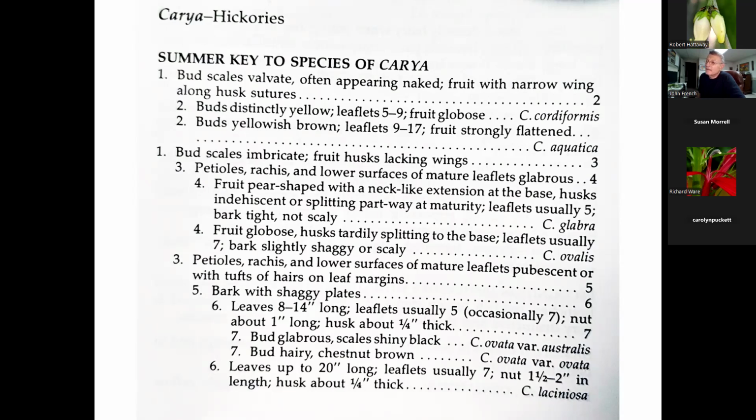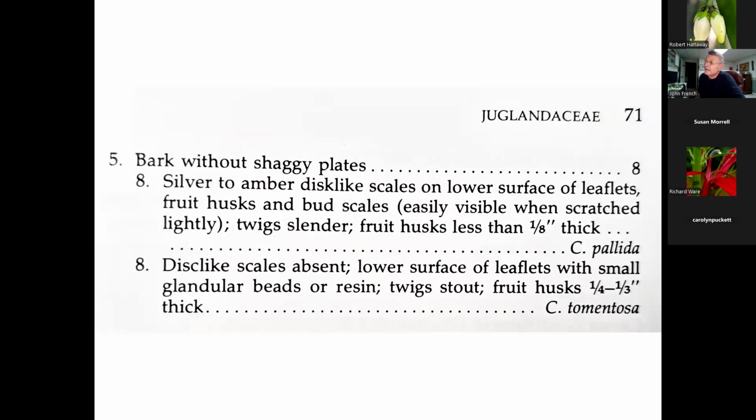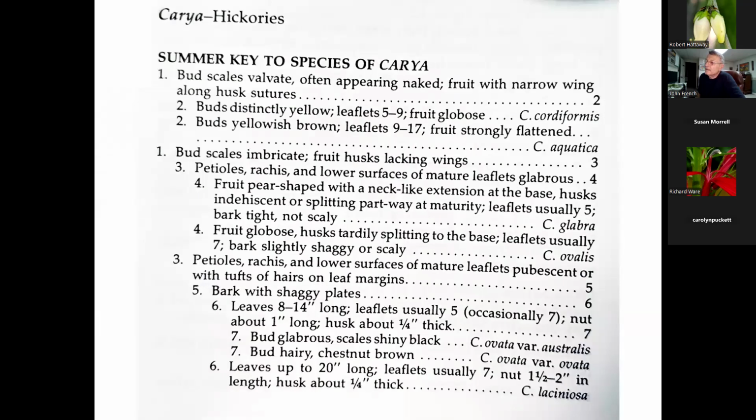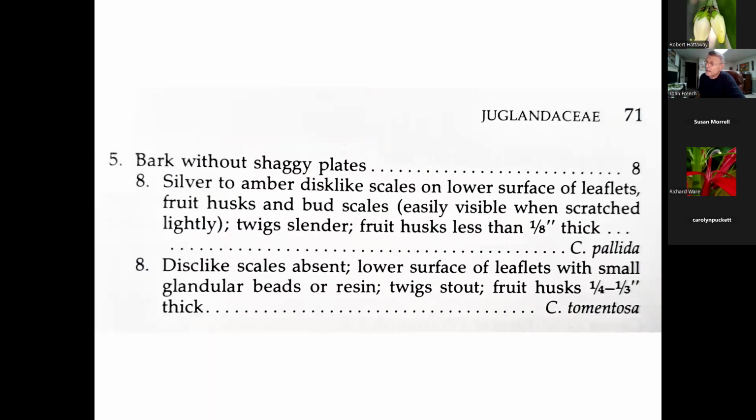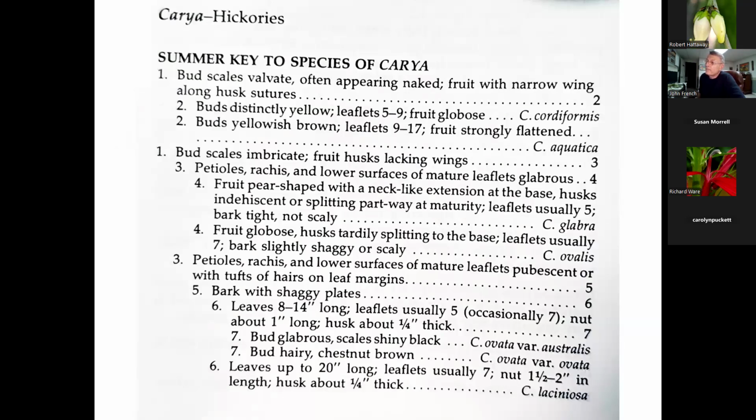Okay. Number 5, bark with shaggy plates, or bark without shaggy plates. Yeah, they're shaggy. Okay. Shaggy plates. But notice Richard went to read the other lead, which is always important. Even though we knew they were shaggy, he looked at the second number 5, and it's always a good idea to read both leads, because it might have said bark with shaggy plates or something else, but it didn't.